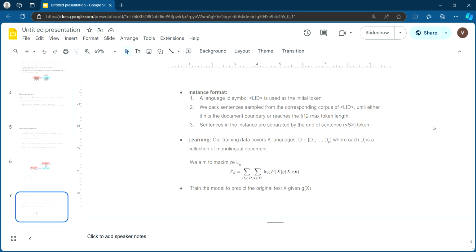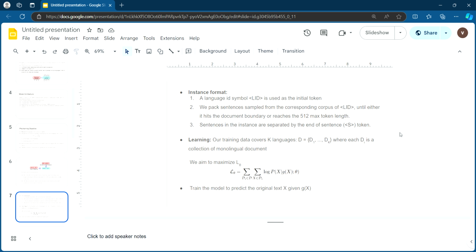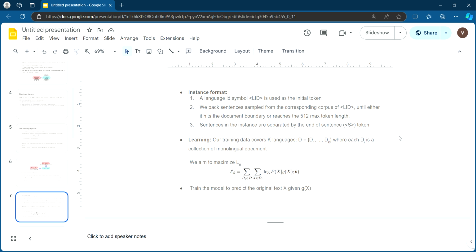Now we look at the instance format. It randomly samples sentences from a particular language ID. It selects a language from which it has to sample, and then it keeps on sampling the sentences until it hits the 512 token length limit or the document is empty. Each sentence is separated by a separator token, and now we'll see the learning objective. We have K languages, 25 in our case. We aim to maximize the likelihood of this particular thing parameterized by theta. What it says is that we want to maximize the likelihood of getting the original text back given the corrupted text. So this objective is the same as BART, but for multilingual settings.